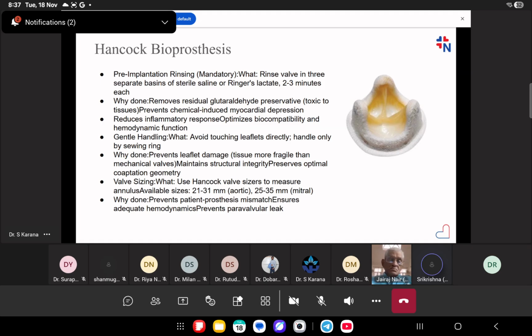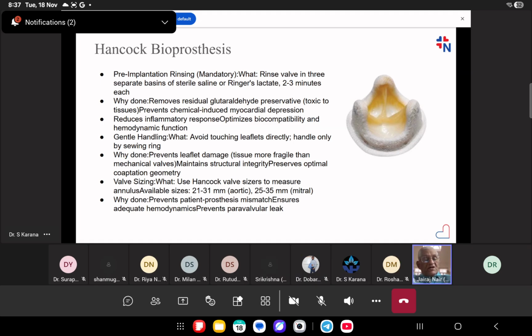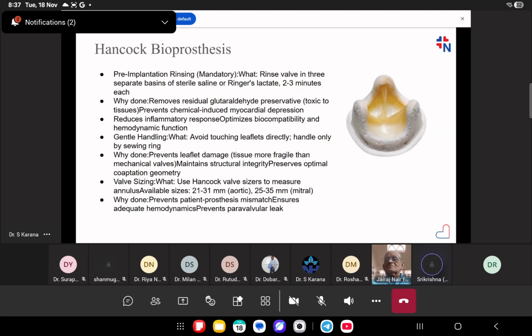Yes, sir. You said everything except the strength or the percentage of the glutaraldehyde solution used for fixation. How much is the strength? Sir, 0.6% glutaraldehyde, 0.625. Yes, and then you should also mention that this has to be washed in normal saline before you implant it. Yes, sir.